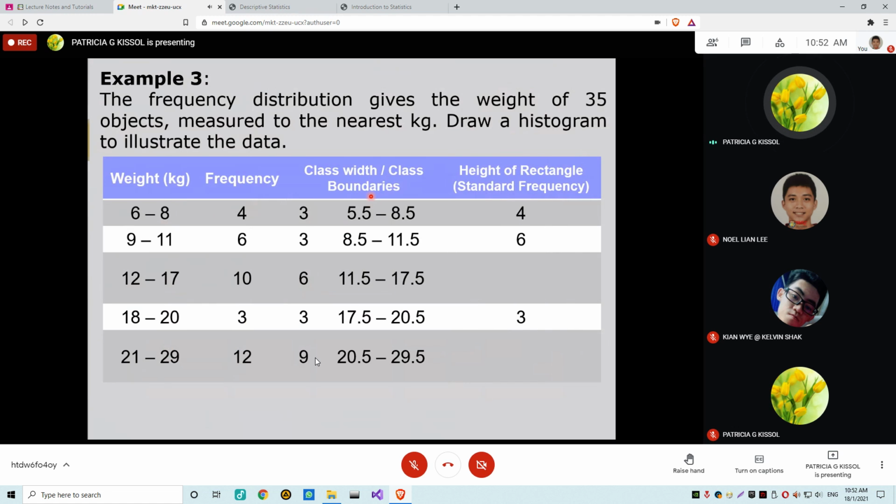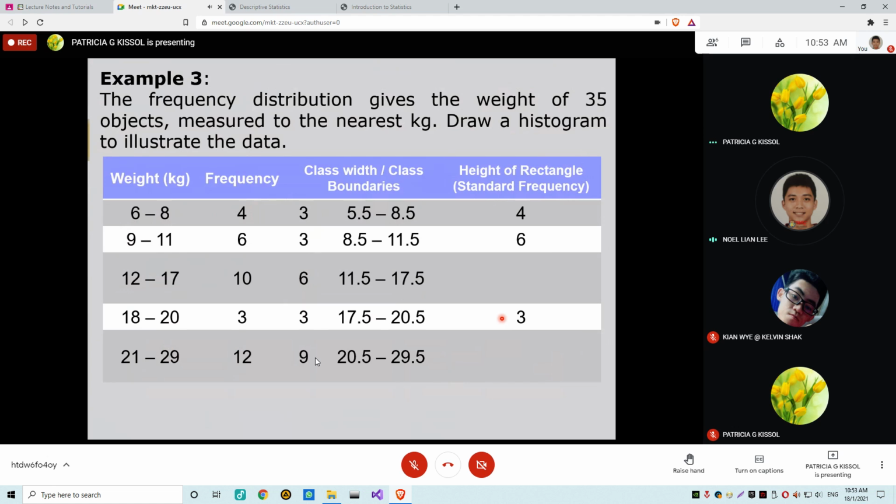So you can see here the class width or class boundaries, because here 6 to 8 means 5.5 to 8.5. 9 to 11 is 8.5 to 11.5. 12 to 17 is 11.5 to 17.5, and so forth. So for those with the same size, 3, 3, and 3, which is the majority, the frequency is still the same: 4 to 4, 6 to 6, 3 to 3. Is that clear?